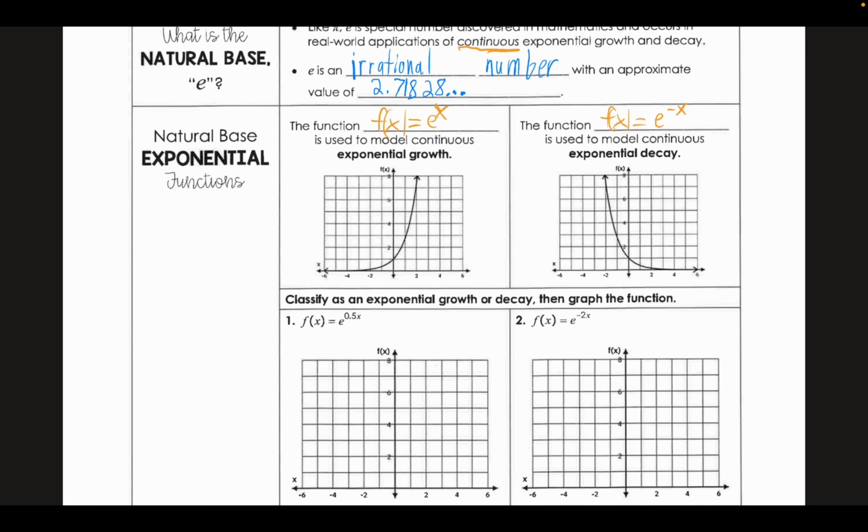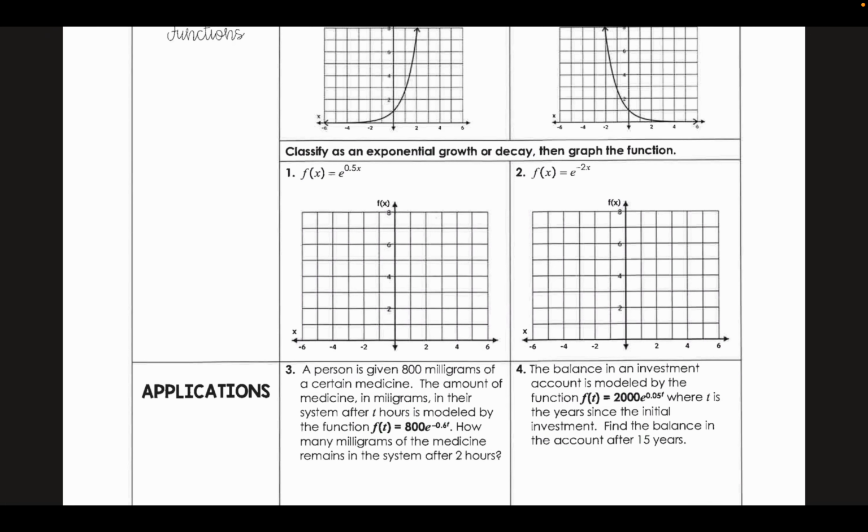And this is continuous exponential growth versus continuous exponential decay, as I was talking about, that it is increasing or decreasing exponentially at every single second and every single moment in time, even fractions of a second that we can't even calculate, is the idea there. And so we're going to classify numbers 1 and 2 here as growth or decay, and then we're going to graph them utilizing our calculator to our advantage.